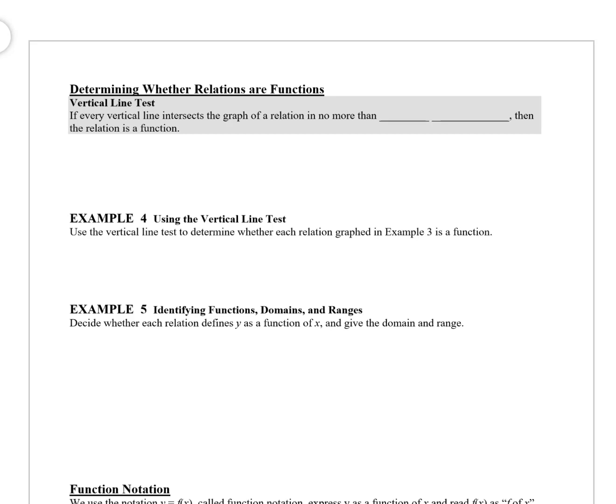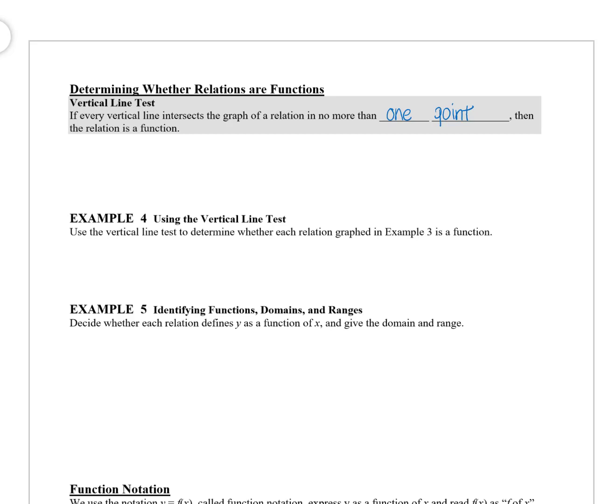This is Appendix C, page 2. Let's go to the definition of a vertical line test. If every vertical line intersects the graph of a relation in no more than one point, then the relation is a function.